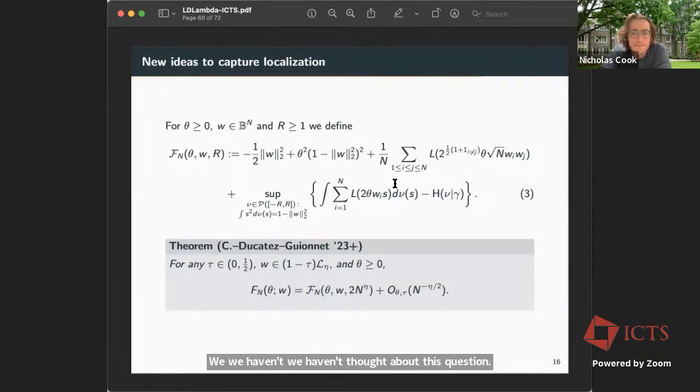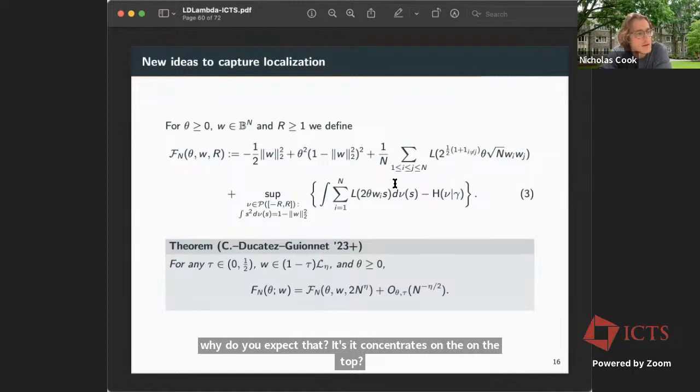And just a last question. In your restricted annealed spherical integrals, you have this vector W where you restrict the spherical annealed integral, but this W only corresponds to the localized entries of the top eigenvector. Why do you expect that the annealed spherical integral concentrates on vectors which have this W part in them? Why do you expect that it concentrates on the top eigenvector?